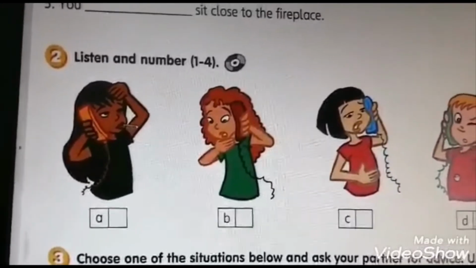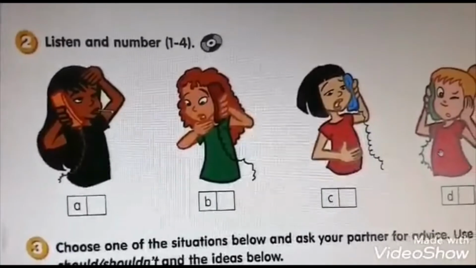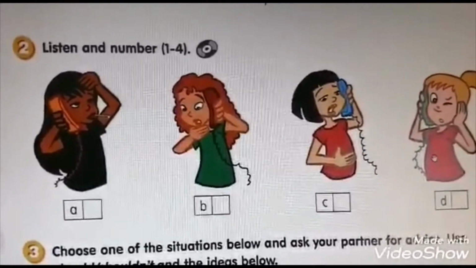Revision 10. Activity 2. Listen and number 1 to 4.